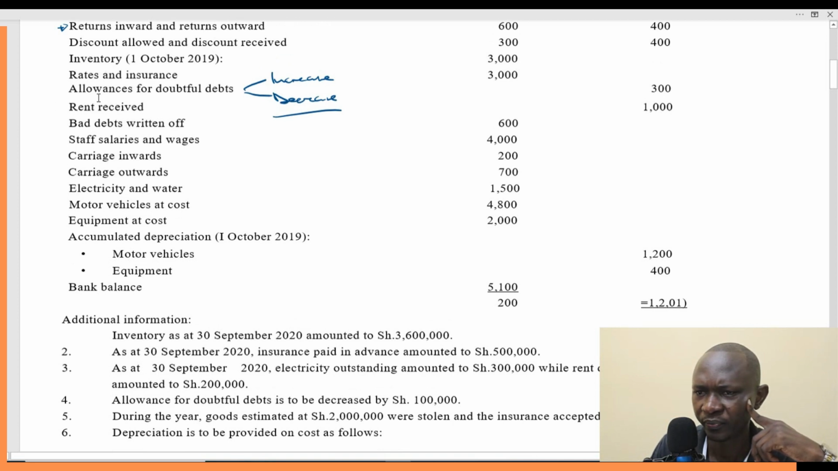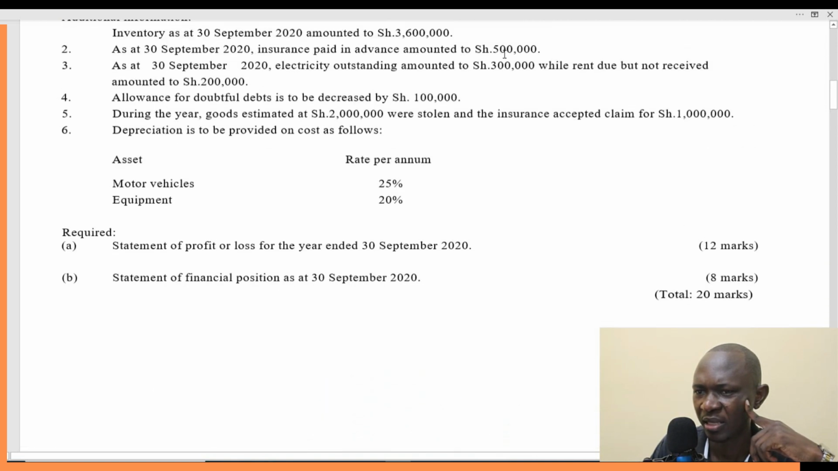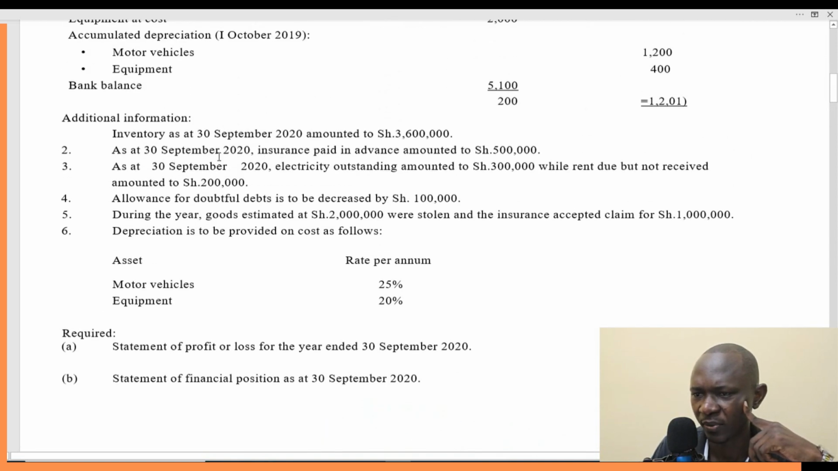This is inventory. Rates and insurance. Rates and insurance is 3,000. But there was something about rates and insurance. Yeah, we have them here. So insurance, yeah, there's something on insurance. Good. So insurance paid in advance amounted to 500,000.